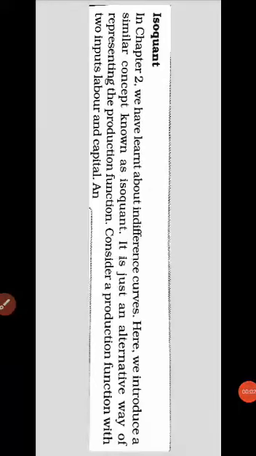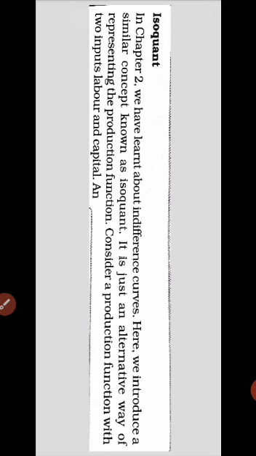Good morning, students. Today we are going to study the isoquant curve under chapter 2. The isoquant curve is similar to the indifference curve. We have learned about the indifference curve. What does the indifference curve tell us? That each point on an indifference curve gives an equal level of satisfaction.